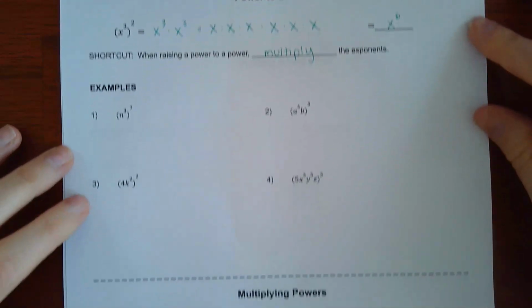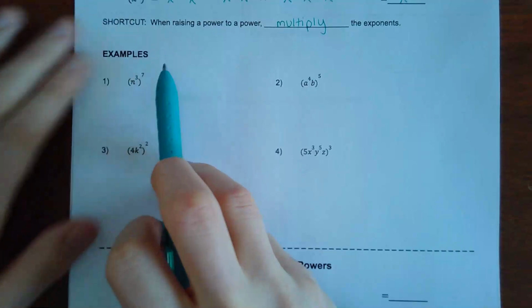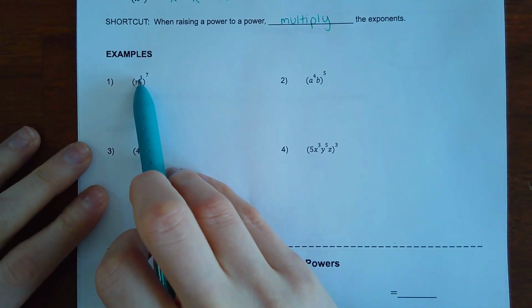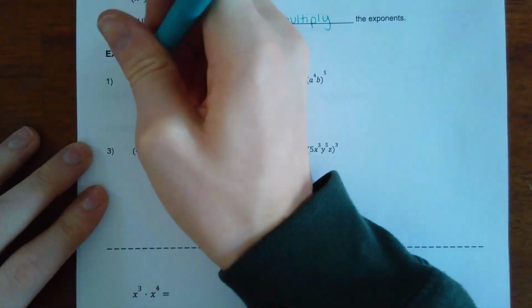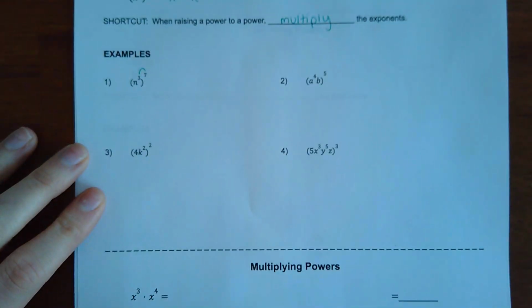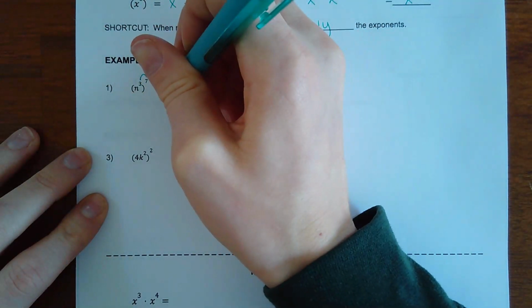We'll take a look at a couple examples of these properties. In my first example here, we have n cubed to the power of 7. So again, instead of having to write out all those n's, we could just multiply those exponents. 3 times 7 would be 21.